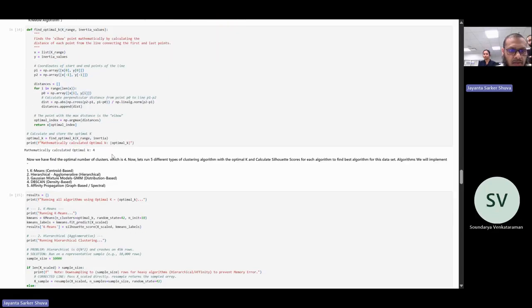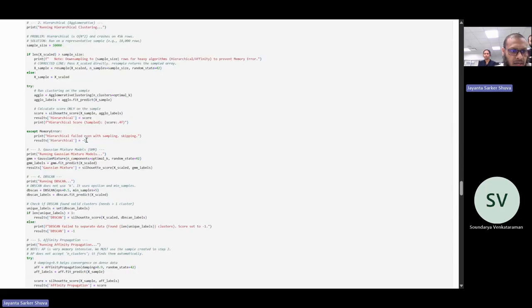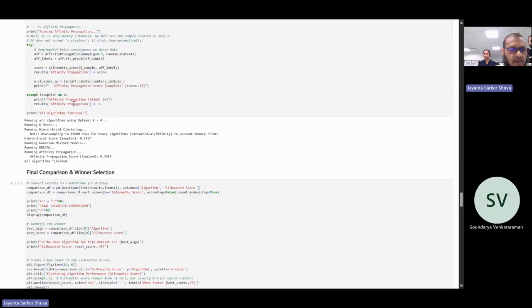After that, we ran five types of algorithms to get the clustering. We tried center-based, hierarchical-based, distribution-based, density-based and graph-based algorithms, such as k-means, hierarchical agglomerative, Gaussian mixture model, DBSCAN and affinity propagation. After that, we got a result array.